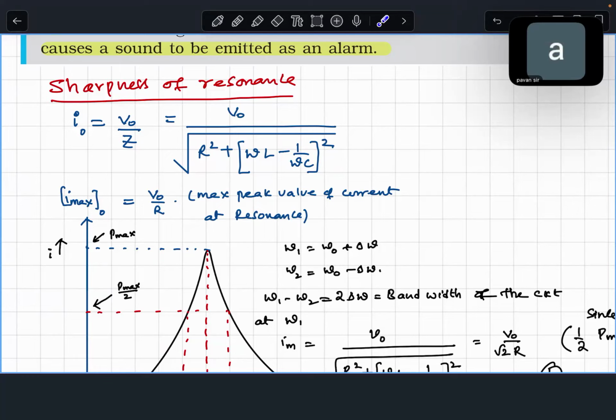I'm asking you again, do you have any doubt in this? Any student having doubt on this part? Now, when you are at resonance, what is happening? Omega L becomes 1 by omega C, and hence the maximum current that you will have is V0 by R. Agreed? Everyone in this class, agreed?